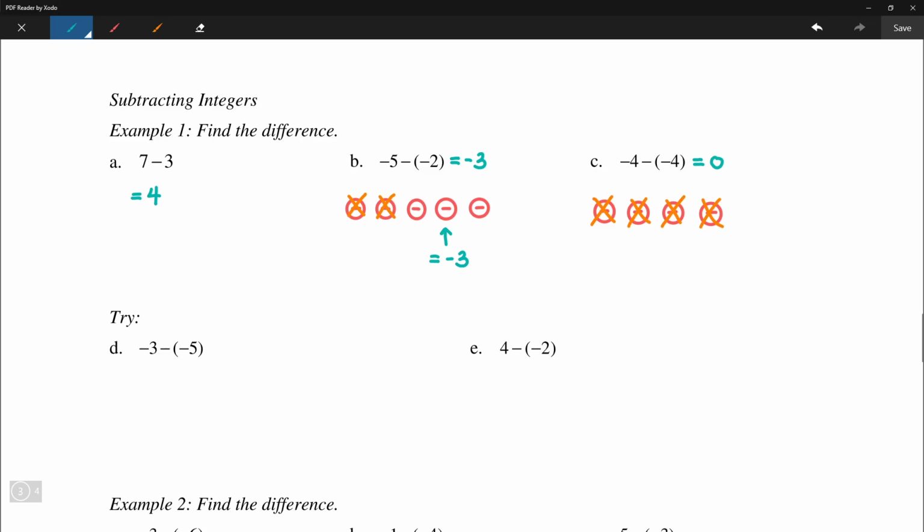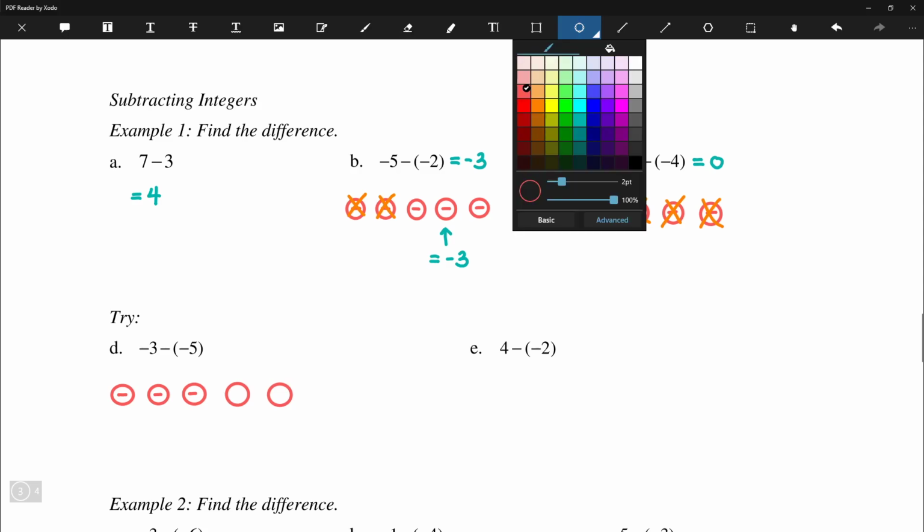Let's look at a couple more complex examples. In this first case, we have negative 3 minus negative 5. So similar to what we did before, we start with 3 negative 1 counters. So 1, 2, and 3. Notice that it is impossible for us to take away 5 negative 1 counters because we just don't have that many. So what we'll need to do is add in a couple of 0 pairs to be taken away. So we will need 2 0 pairs.